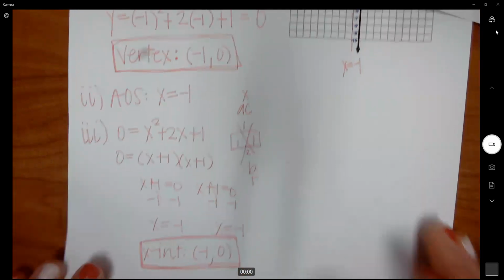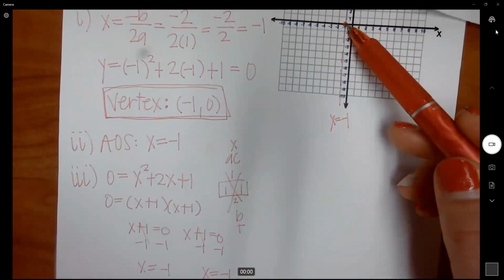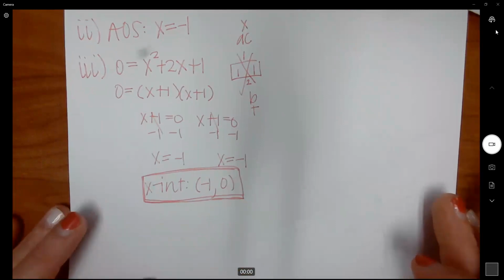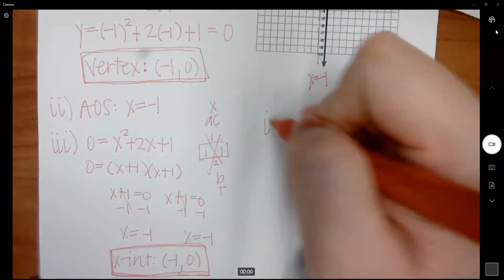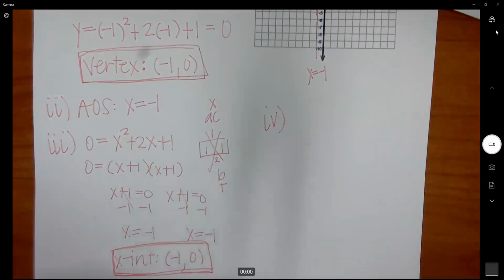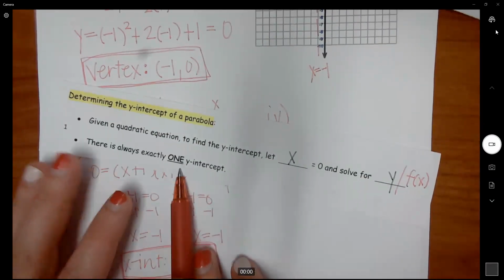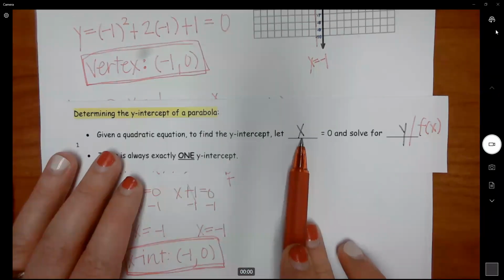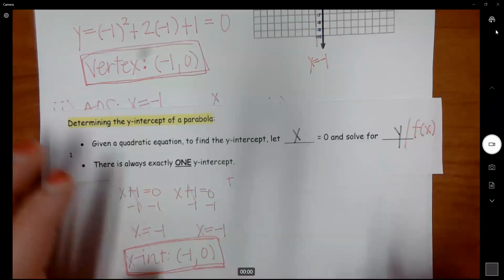Okay, I would put that on the graph, but again, that's already there because that's my vertex. Okay, so now we need to find the y-intercept. There will be one y-intercept, and we'll find it by now letting x equal 0 and solving for y.